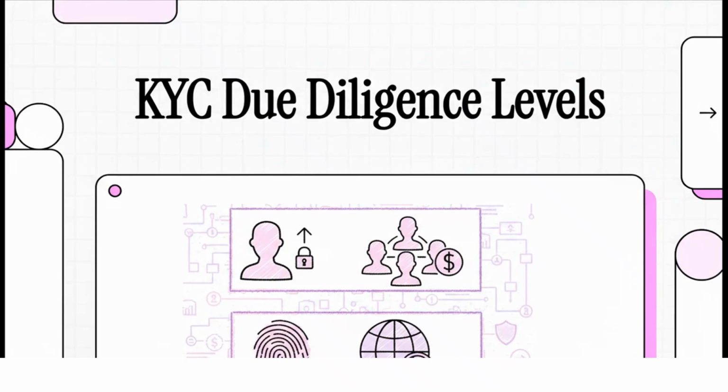All right, so in the world of financial compliance, you quickly learn that not all customers carry the same amount of risk. That's why today, we're breaking down the 3 essential levels of Know Your Customer due diligence: simplified, customer, and enhanced. Let's jump right in.